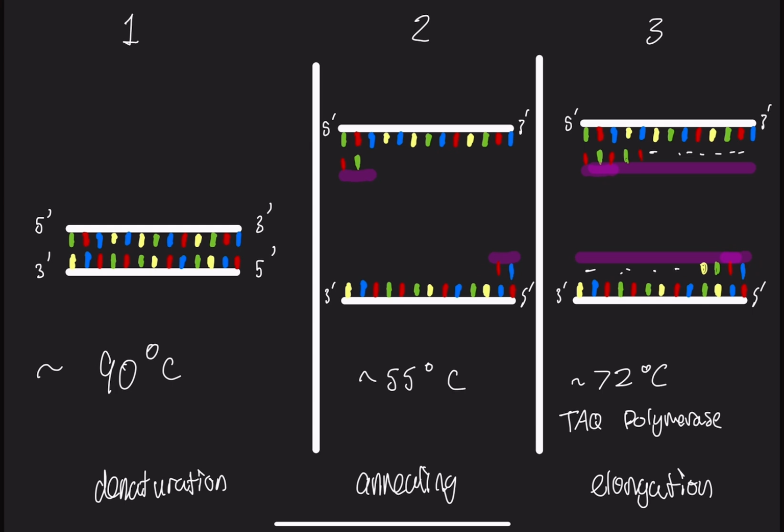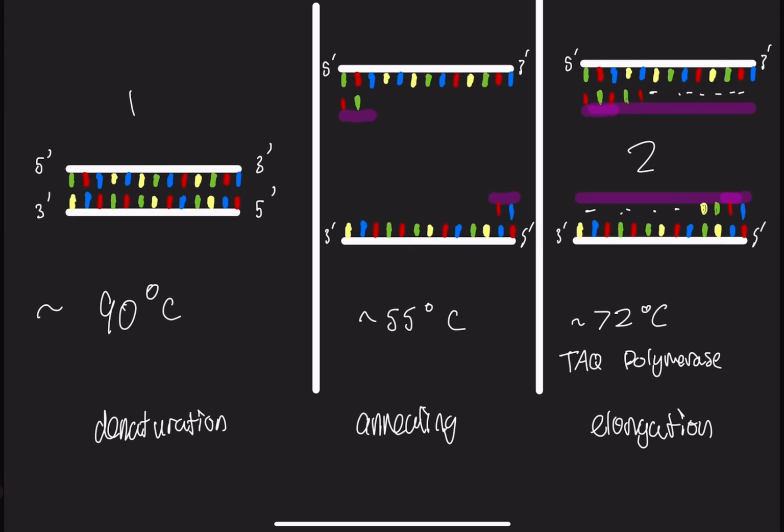Until the whole thing is done, we have two strands, we have one pair essentially of double-stranded DNA. So we went from one here to two here. And that is essentially the process of PCR.